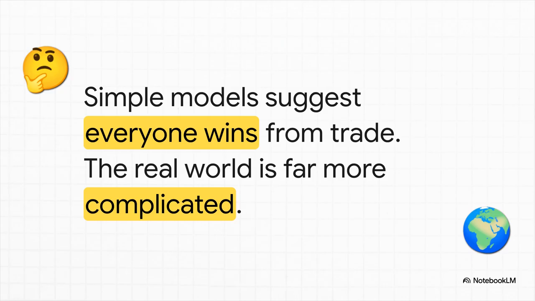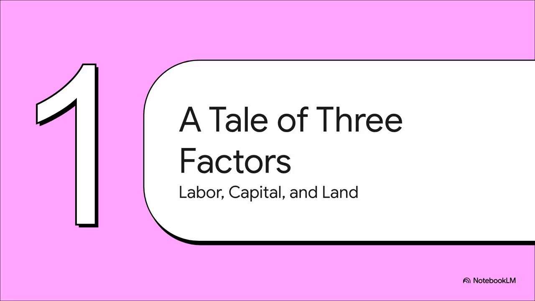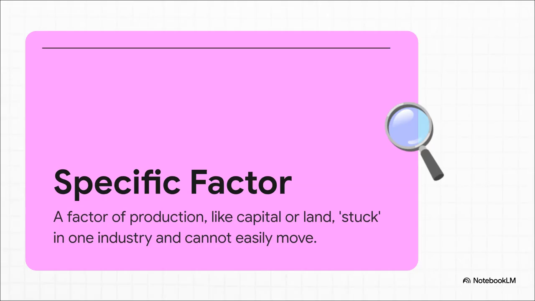So to get closer to the truth, we're going to need a better tool. And that is where the specific factors model comes in. This is what's going to help us really understand what's going on. It gives us a much more realistic picture because it doesn't just look at one factor of production. It introduces three.